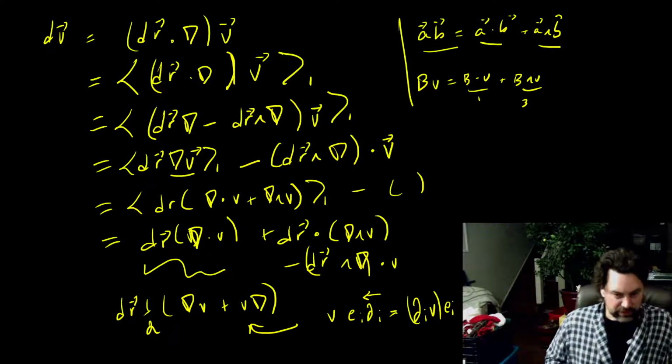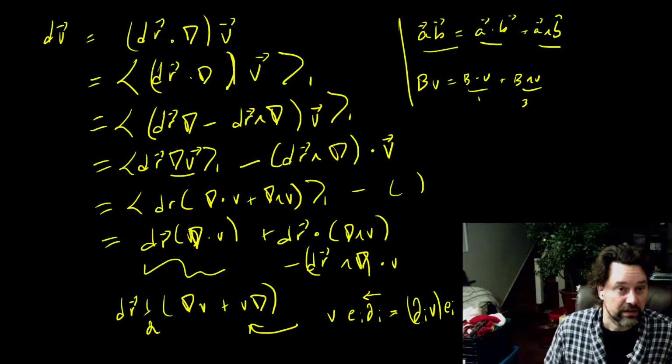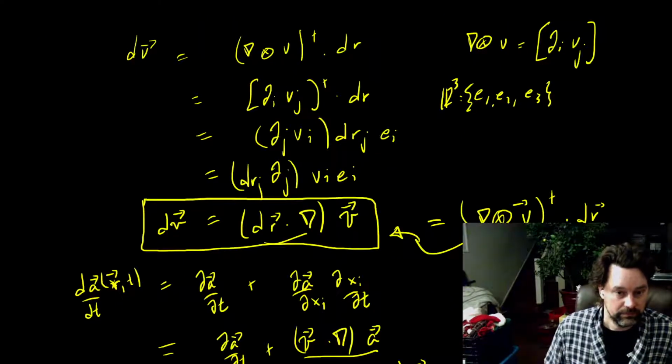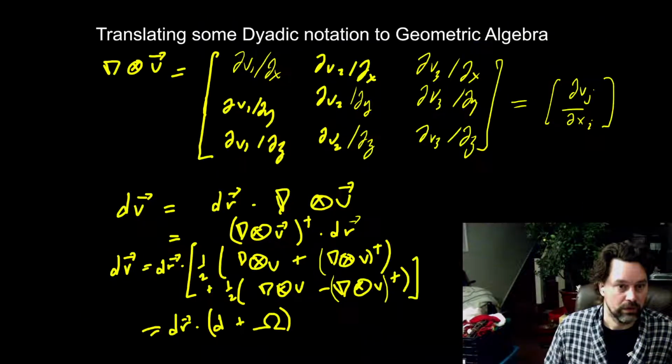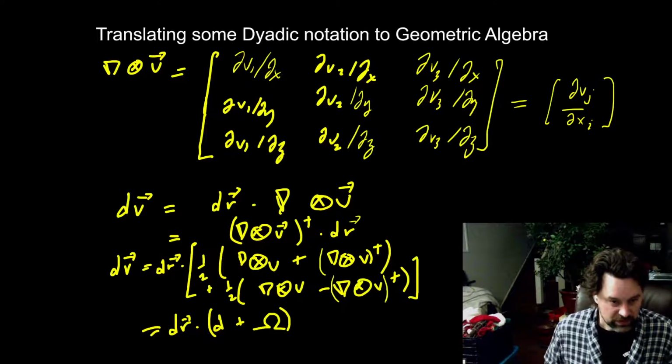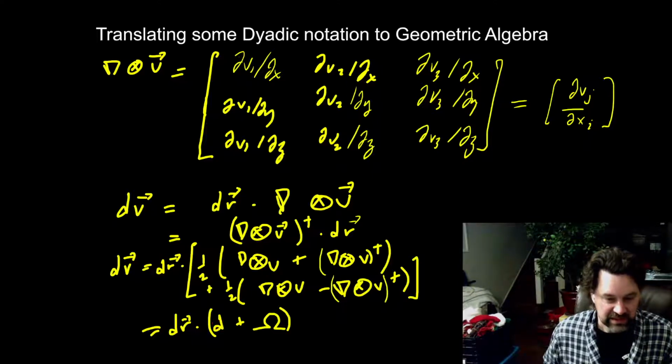So if we go back and look at our goal, it was to find a symmetrized product of the gradient and the vector as the first term. So it looks like we found that term. Now we have this guy here to figure out, what is this omega, which in this dyadic notation was probably a matrix or something to that effect.